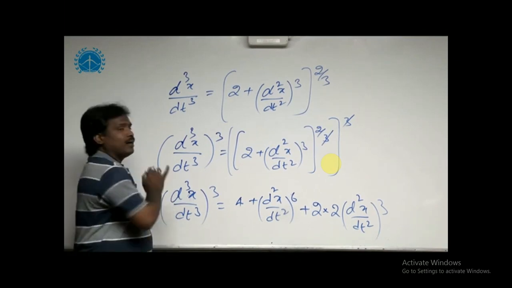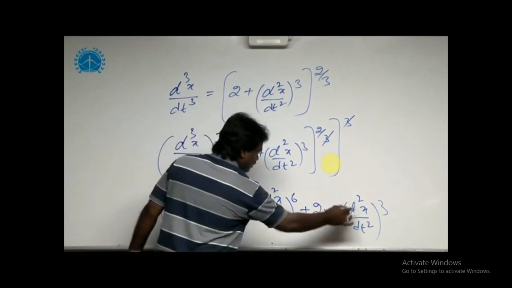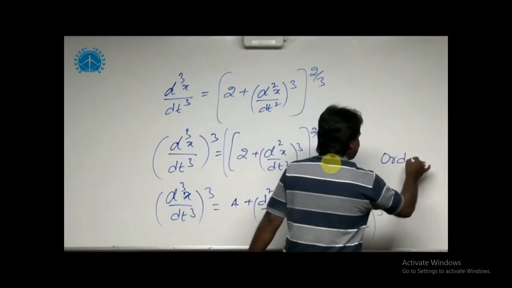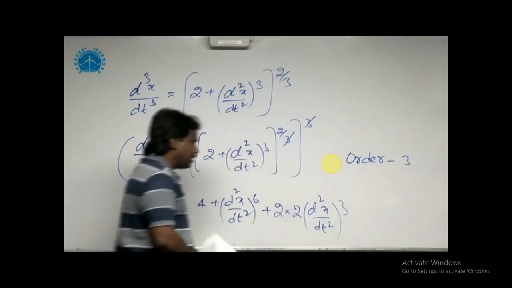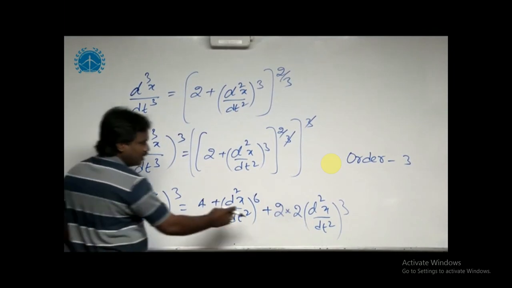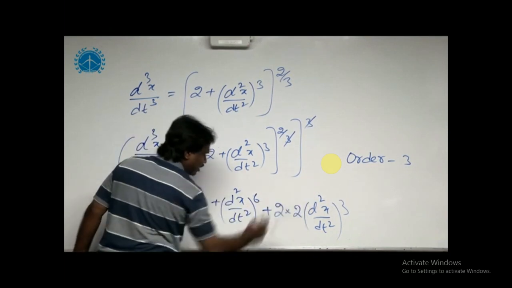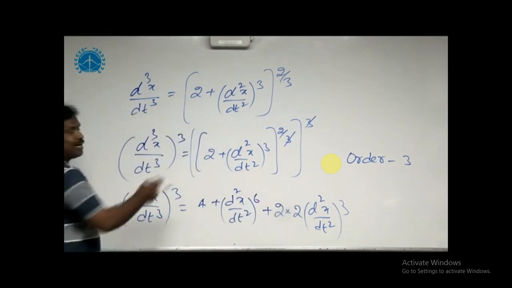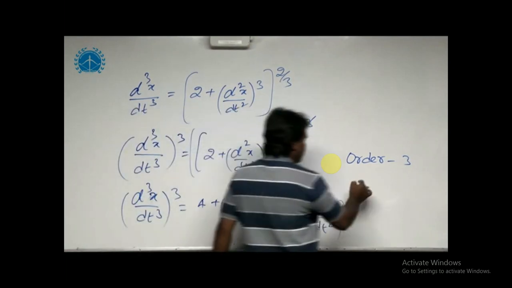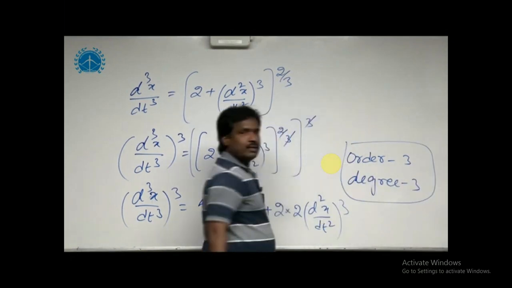Order means the order of the highest derivative. Here it is second order, here also second order, but this one is third order. Therefore, the order of this differential equation is 3. And the degree is the power of the highest derivative. But what is the power of the highest derivative? In these two we have only second order, but for the third order derivative the power is 3. Therefore, the degree of this differential equation is 3. So order is 3, degree also 3.